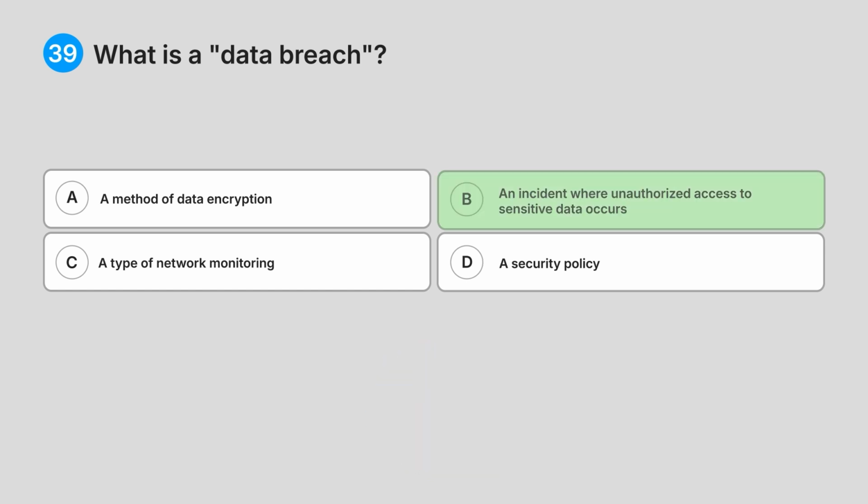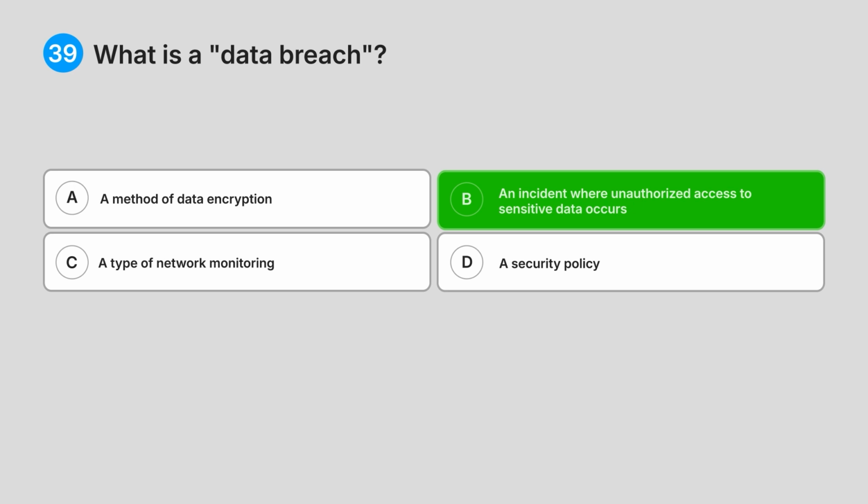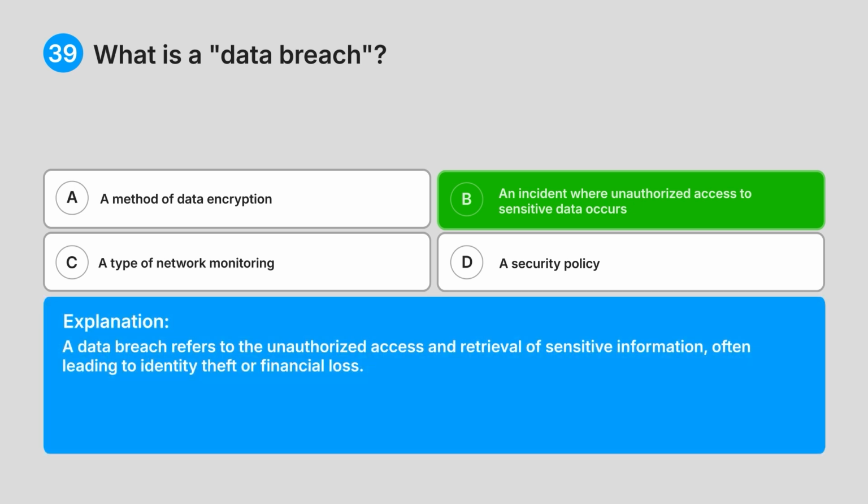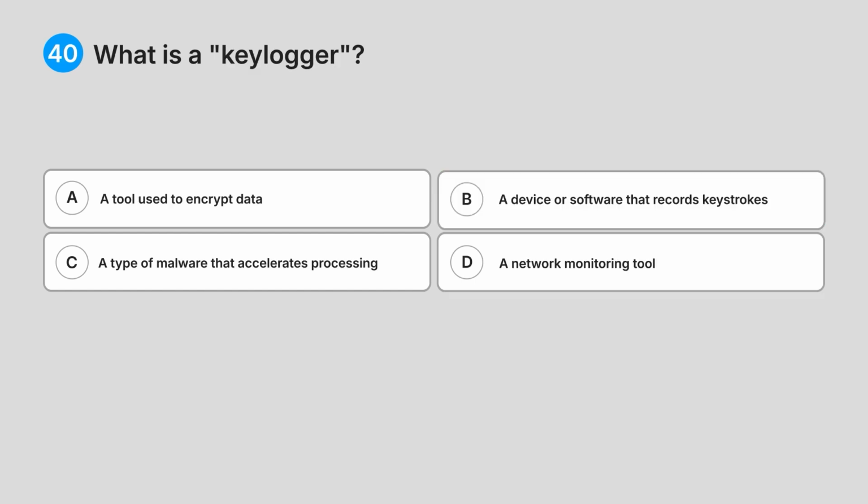Correct answer: B. An incident where unauthorized access to sensitive data occurs. Explanation: a data breach refers to the unauthorized access and retrieval of sensitive information, often leading to identity theft or financial loss.